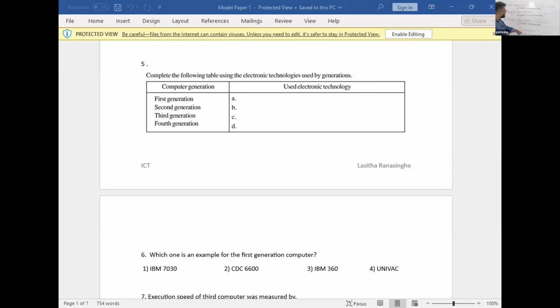So you can answer any of the relevant question related to speed. Right? So another thing is you should remember some examples for each generation.